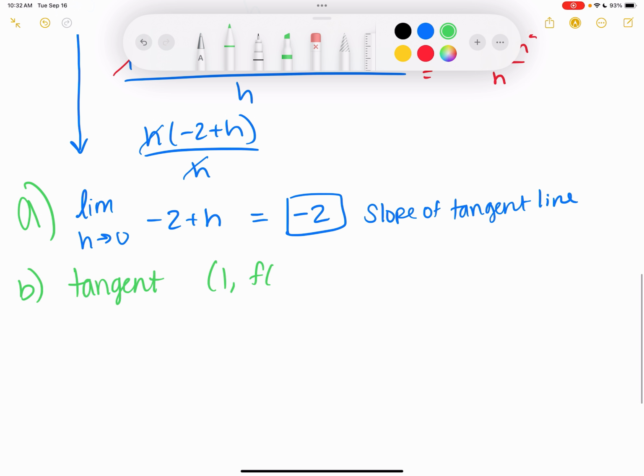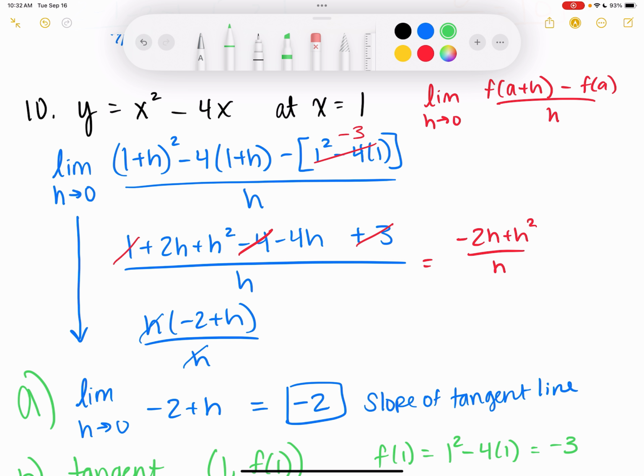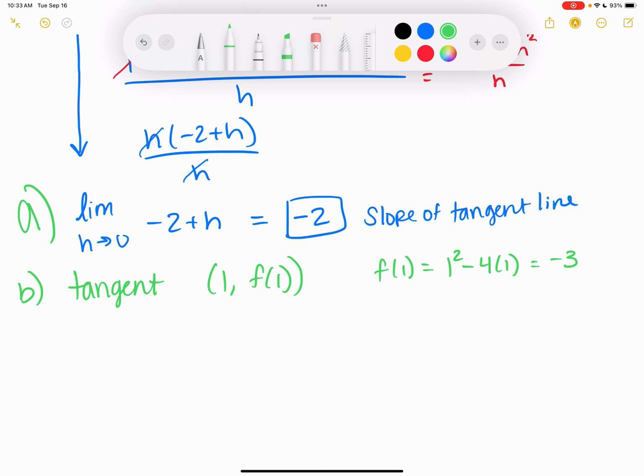Well, f of 1 is 1 squared minus 4 times 1, which we had already said was negative 3. And again, you wouldn't have to write all of this out if you've already done this step up here where you've plugged in the number. If you've written it like I did, where I consolidated it, you wouldn't really have to show this down here. But I'll know that that's negative 3 now. So now I can use this with point slope form to write my equation of my tangent line.